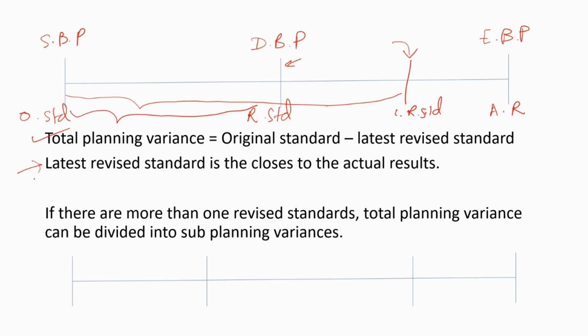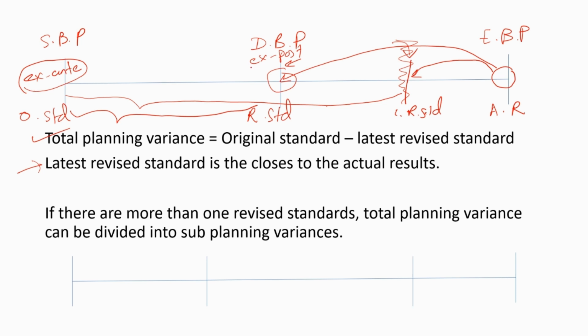The latest revised standard is the closest to the actual results. See this example. Here we can obtain the actual results. The latest revised standard is the closest. In this case, this is the closest. Let's say there is no revision here. So the latest revised standard will be this, because this is the closest to the actual results. There are two terms you need to know: ex ante and ex post. The original standards are also known as ex ante and the revised standards are also known as ex post.